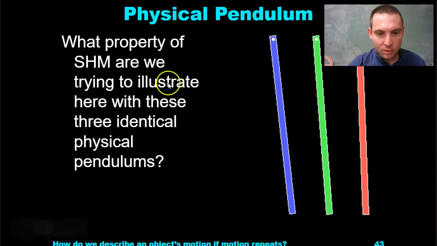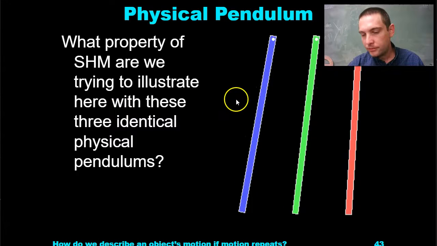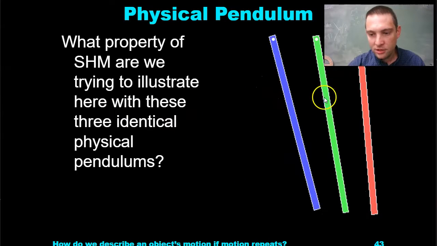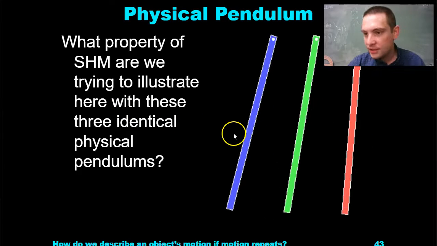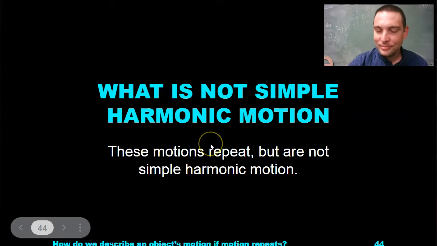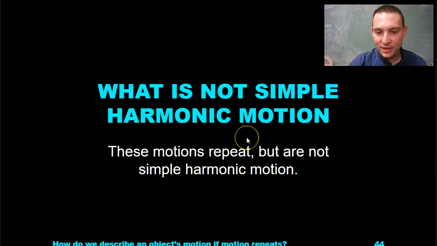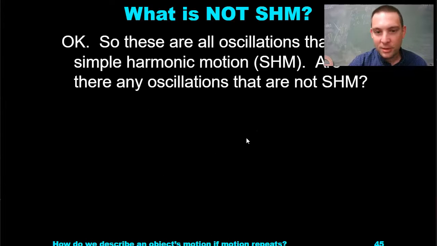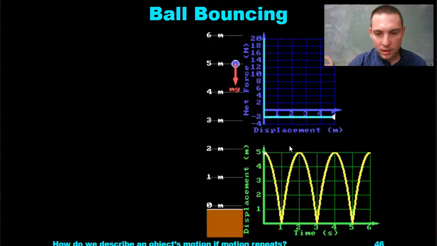What property of simple harmonic motion are we going to illustrate here? With three identical pendulums, the amplitude does not matter. It doesn't affect the period. What is not simple harmonic motion? These motions repeat but are not simple harmonic motion. So let's look at them.